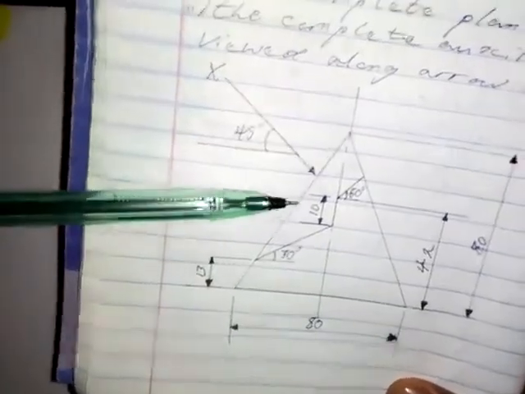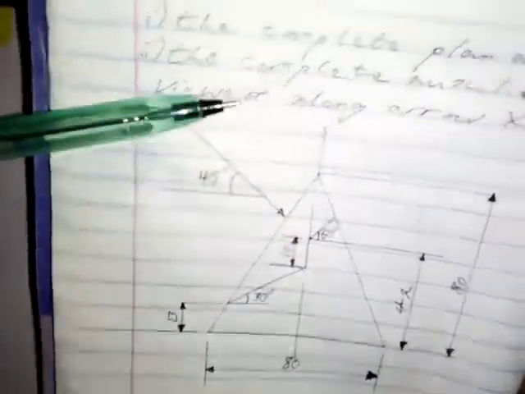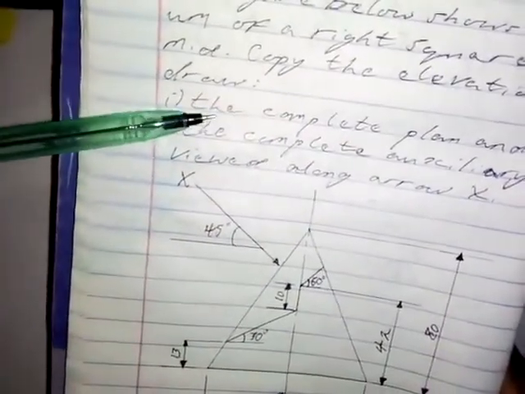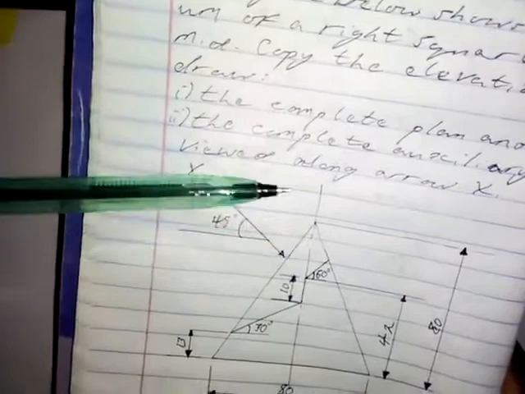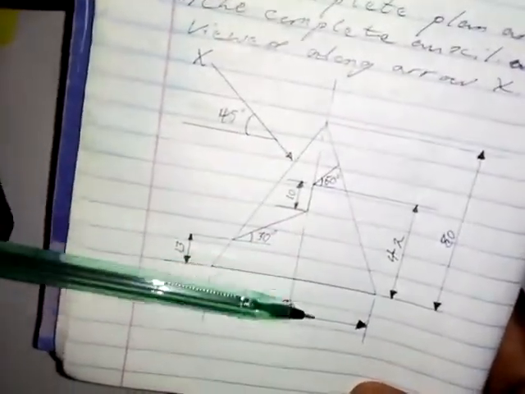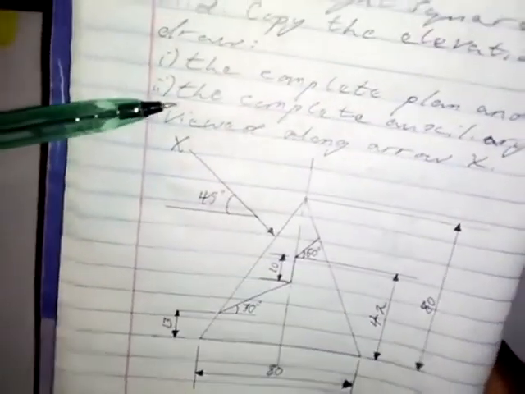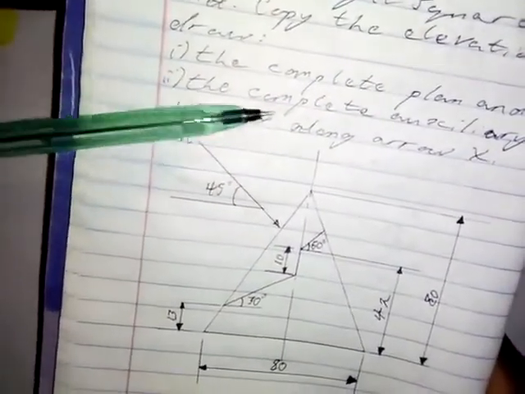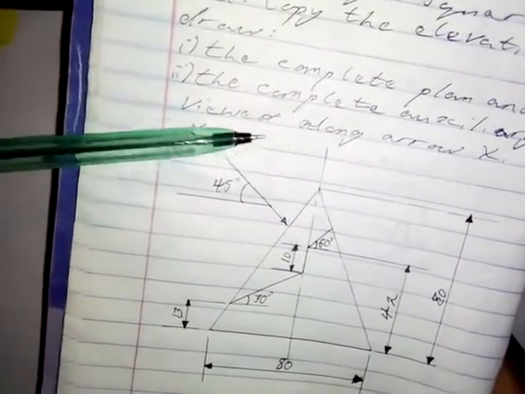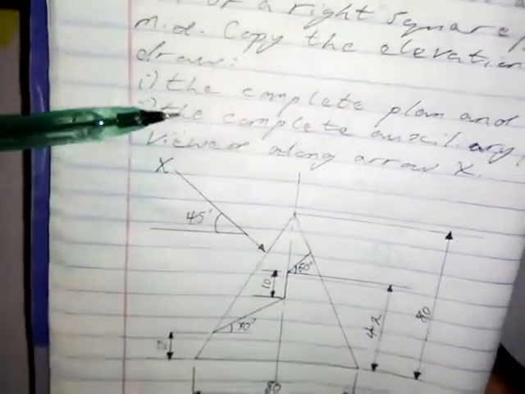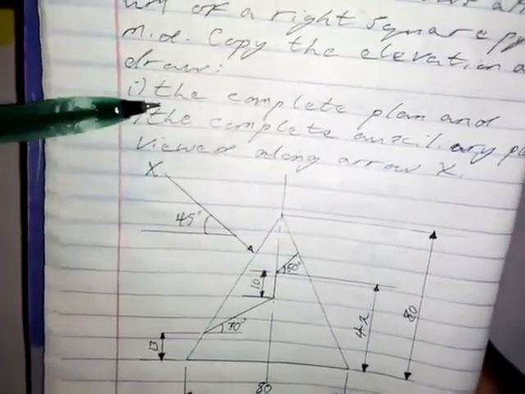So we are going to replicate this as instructed in the question, that we should draw the given elevation and we should draw the complete plan. So we are going to draw the complete plan by making use of this. So the plan is supposed to be here, so we are going to produce that plan, and then we are also asked to draw the complete auxiliary plan viewed along arrow X. So this question has to do with auxiliary views. So I'm going to show you how to answer the question as follows.